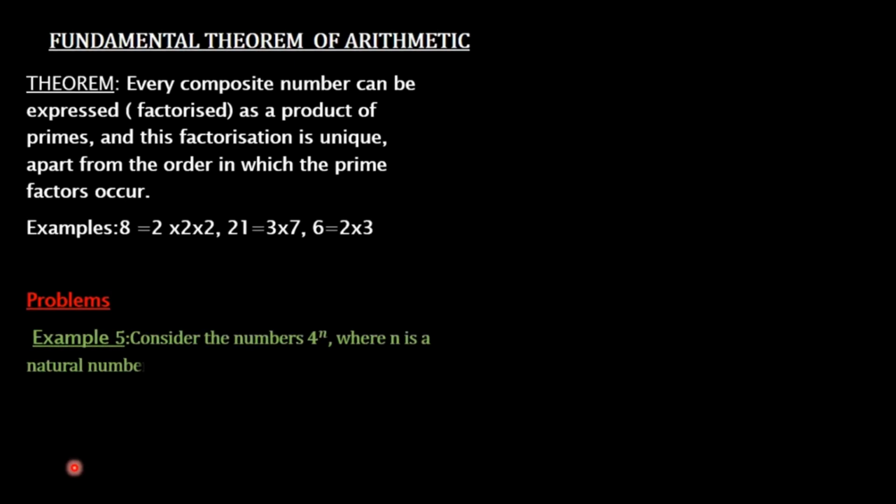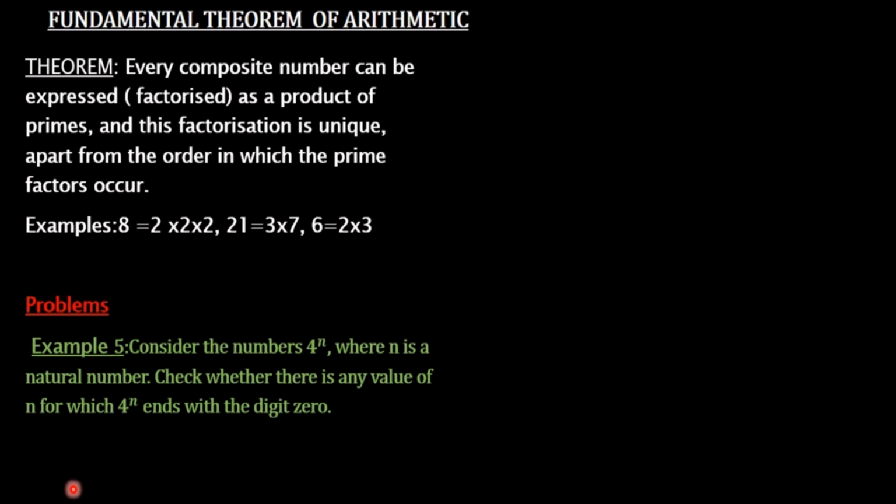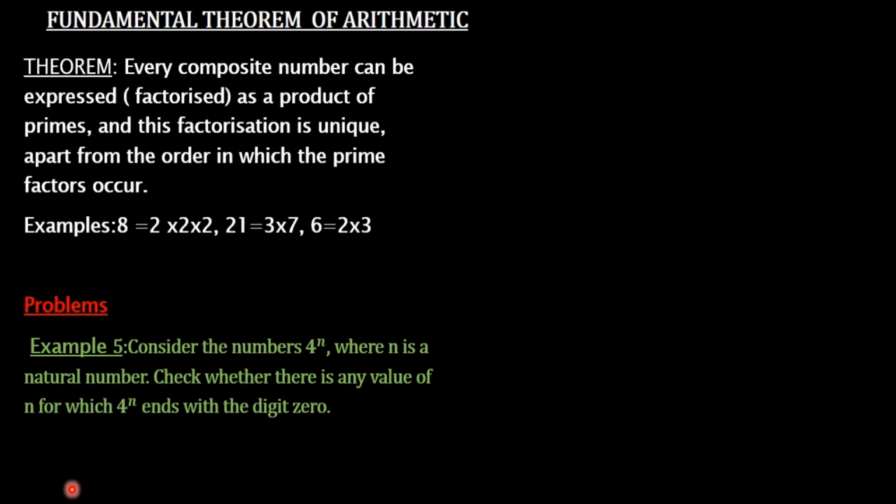Consider the number 4 raised to n, where n is a natural number. Check whether there is any value of n for which 4 raised to n ends with the digit 0. So what we are going to use here is the fundamental theorem of arithmetic. That is, we are going to use the fundamental theorem of arithmetic to investigate whether 4 raised to n ends with the digit 0.